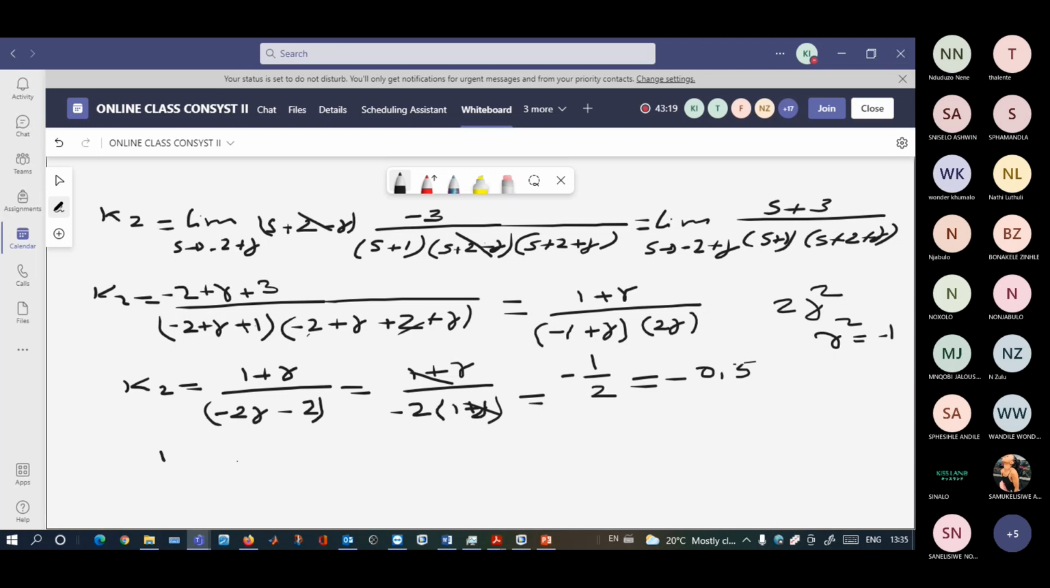Knowing that K2 is equal to K3 conjugate, right? So K3 is equal to K2 conjugate. So this is going to give us minus 0.5. So K2 is equal to minus 0.5. K3 also is equal to minus 0.5. So are we right, guys?